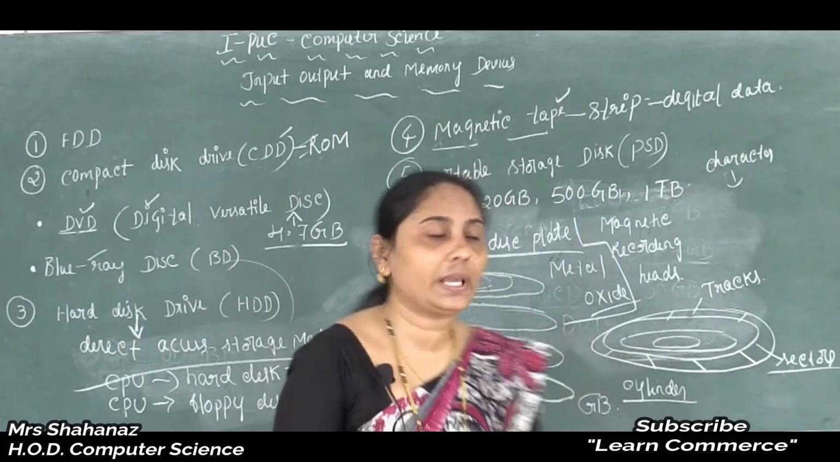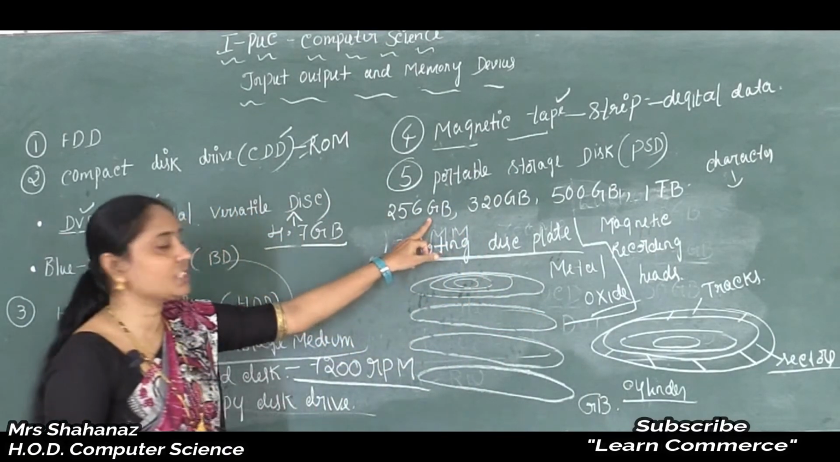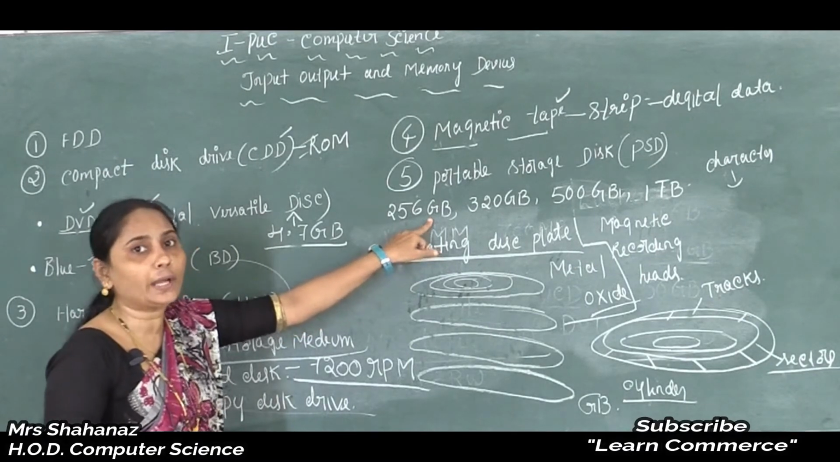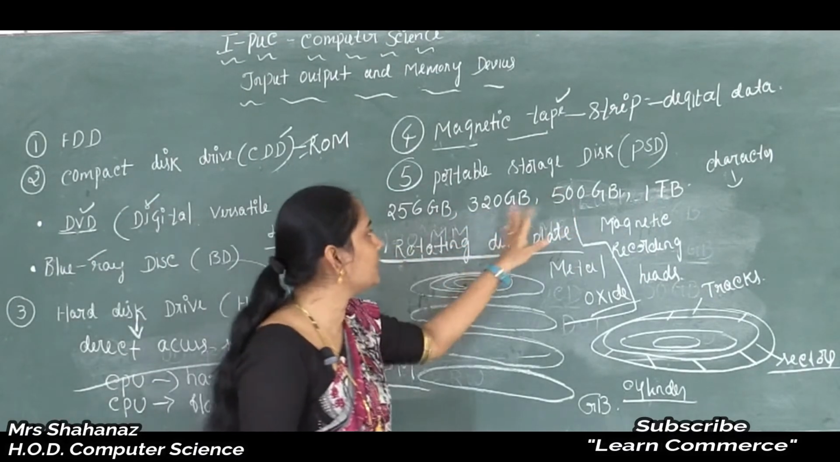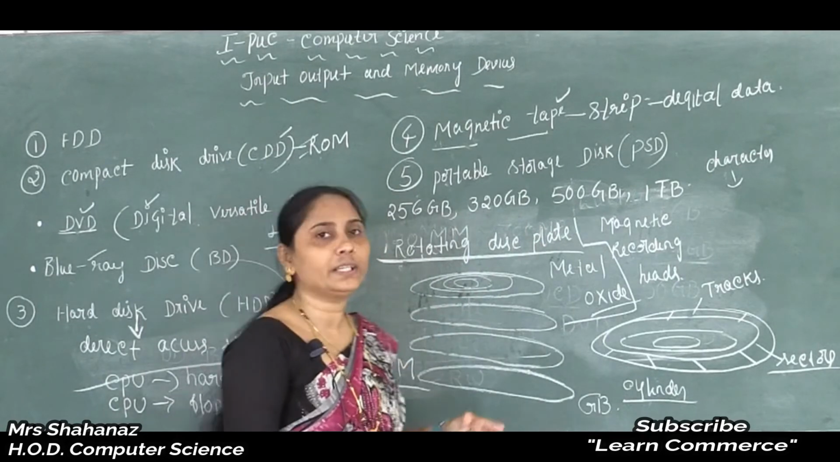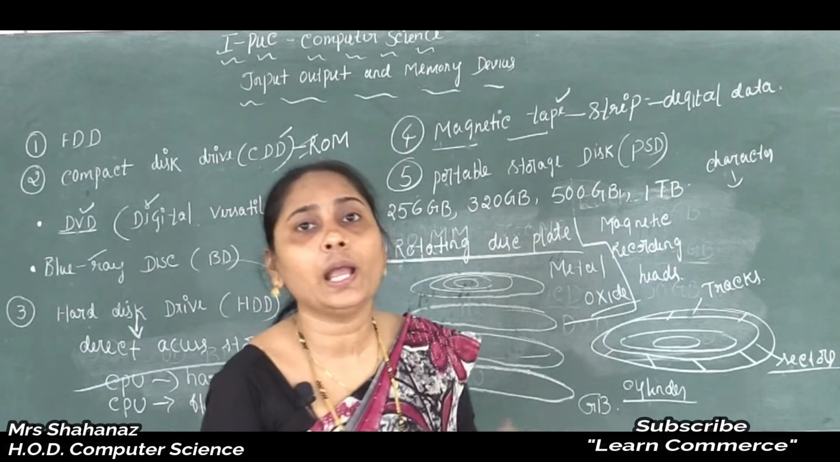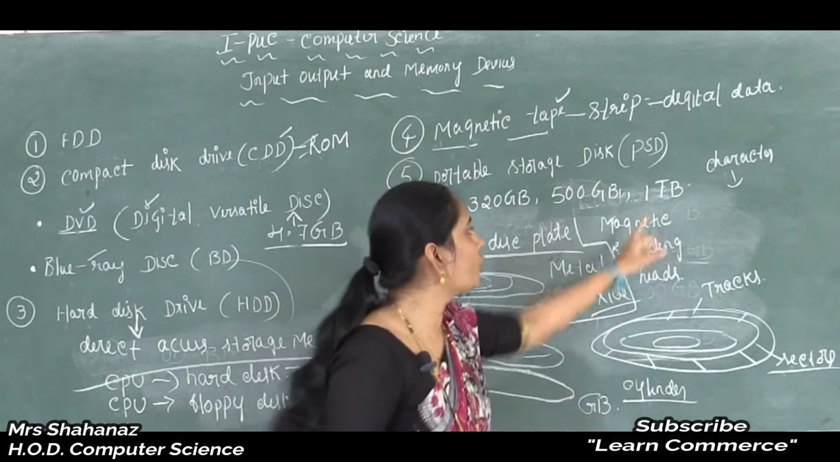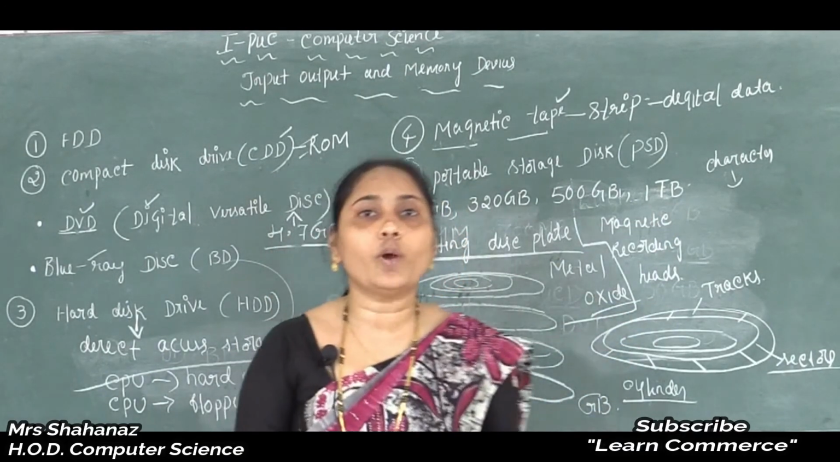So that means we can store 256 GB of information by using our PSD. If you want to add more information you can select 320, otherwise 500. It is just an example of the PSD disk drive, okay, the storage capacity. So finally we can say about the 1 TB here.